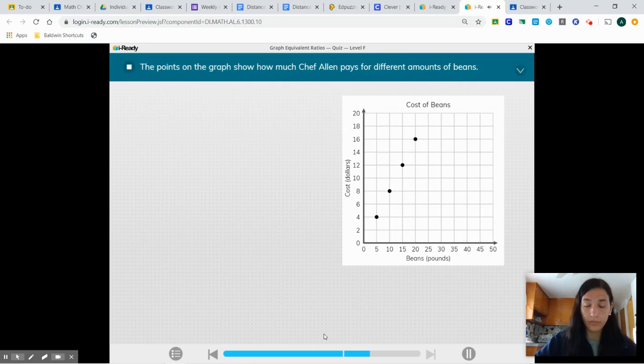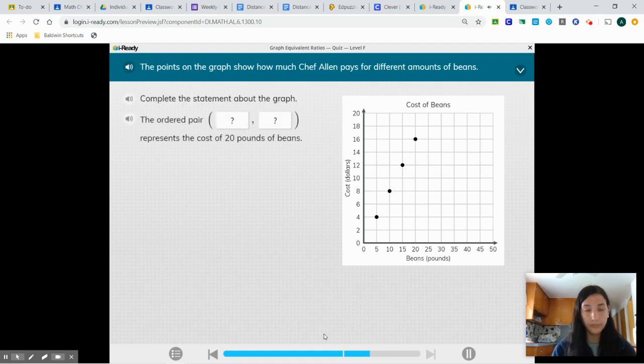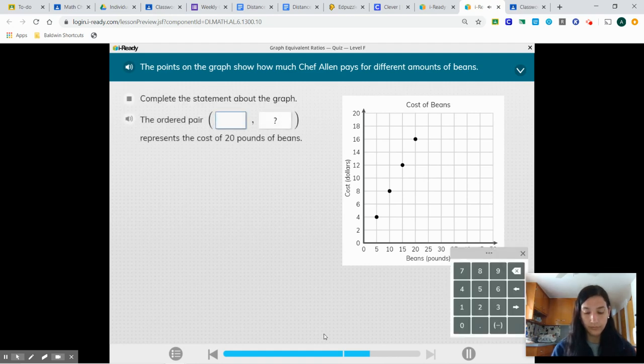The points on the graph show how much Chef Allen pays for different amounts of beans. Complete the statement about the graph. Okay, so now we want to write an ordered pair that represents the cost of 20 pounds of beans, which on our graph we already found. 20 pounds of beans will be $16. So our ordered pair should look like this, 20, 16.